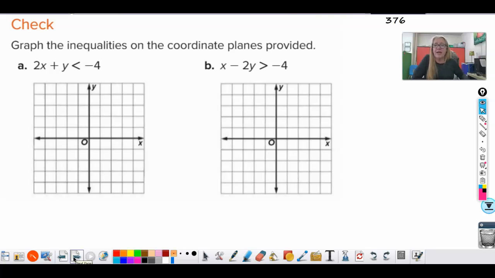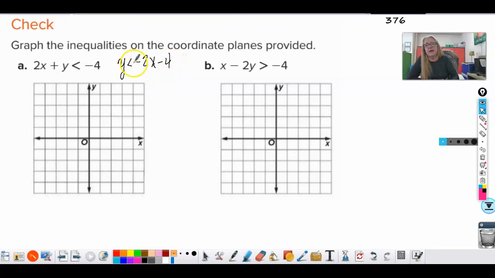Okay, so here we have a check, and they've given you both of these not in slope-intercept form, so that complicates things right away. This little guy over here is pretty easy to fix, though. This would just be y is less than -2x minus 4. I just subtracted 2x from both sides.